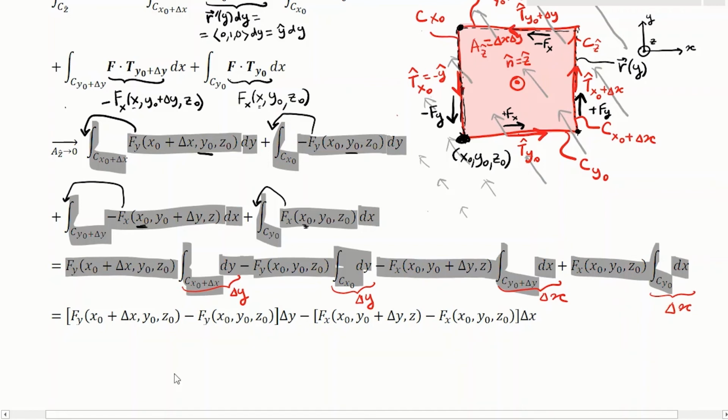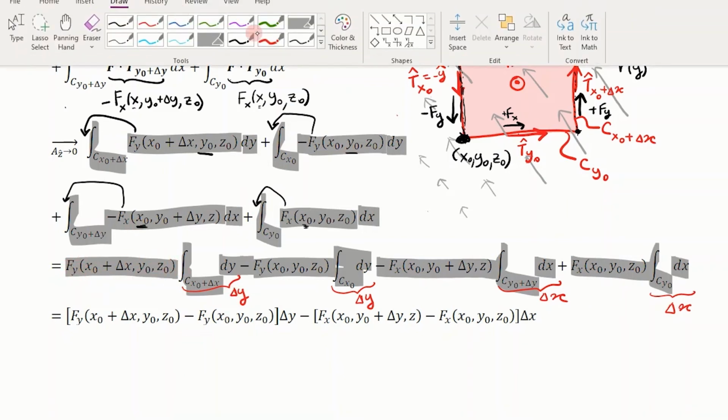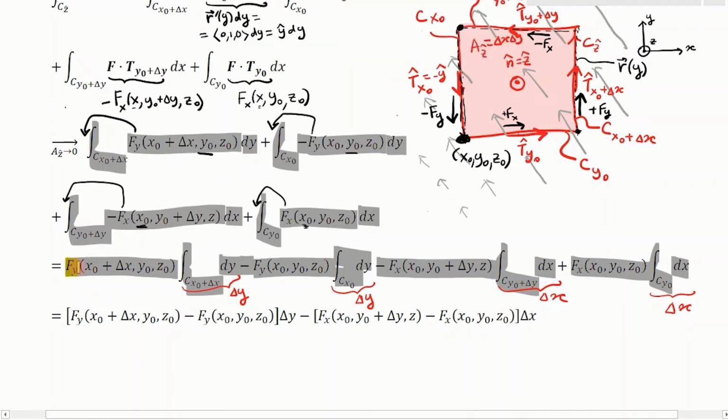On the next step, I factored out delta y because you see we have fy at some value. Let me just highlight it. We have this fy minus this fy, times delta y. So I factored it out. I also factored out delta x and this negative. And what was left was fx, and then this, but now it goes with a minus because I factored out a negative.